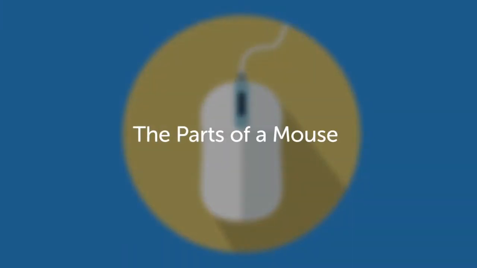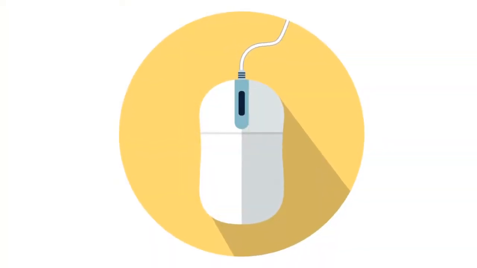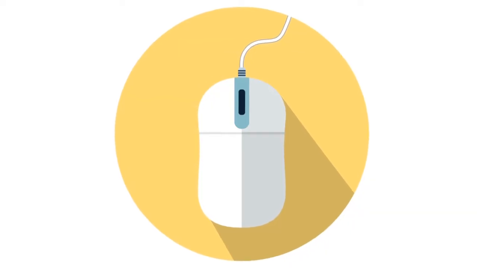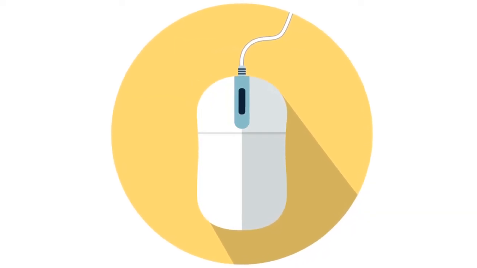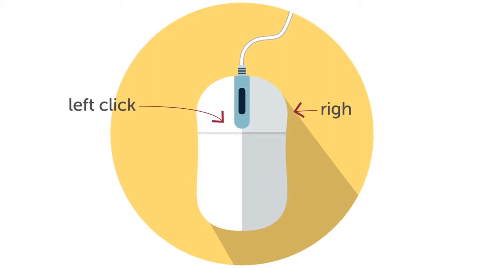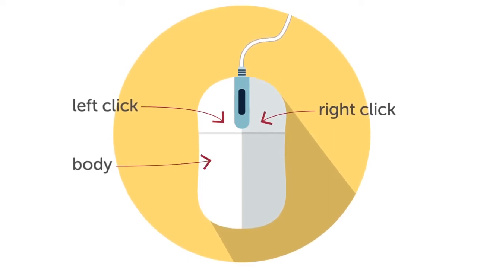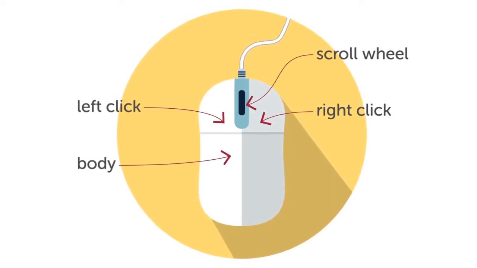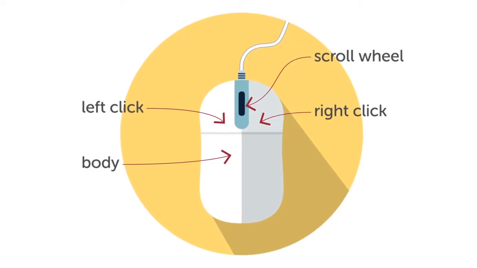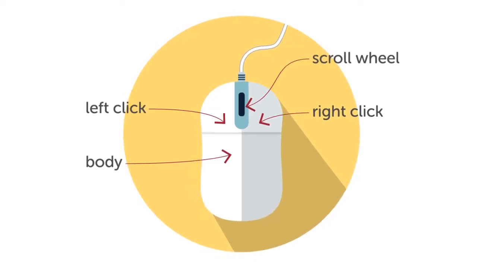The parts of a mouse. Every mouse is a little bit different, but generally, there are 4 main parts of a mouse: the left click button, the right click button, the body, and the scroll wheel. Look at your own mouse and see if you can find the different parts.